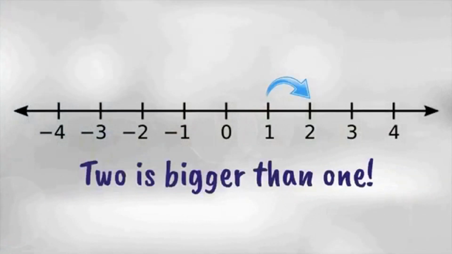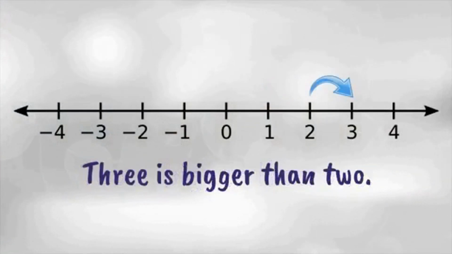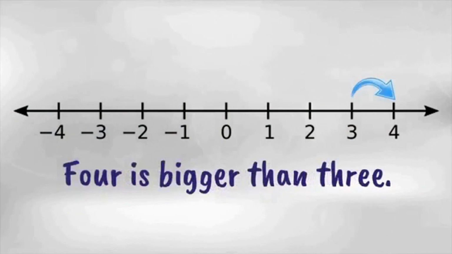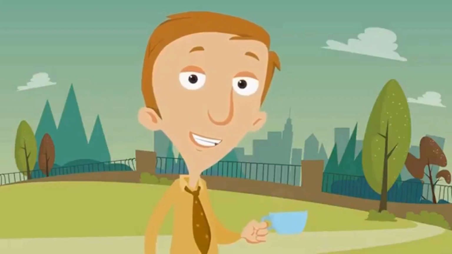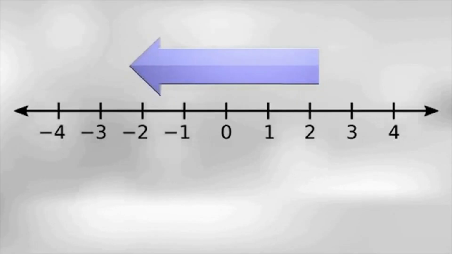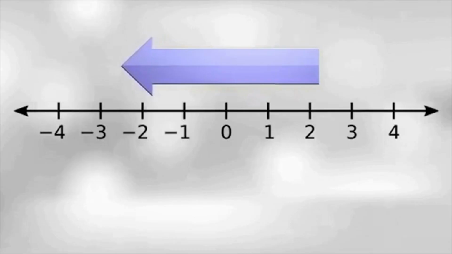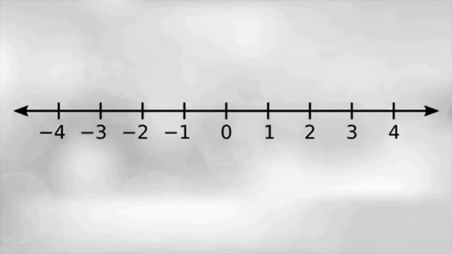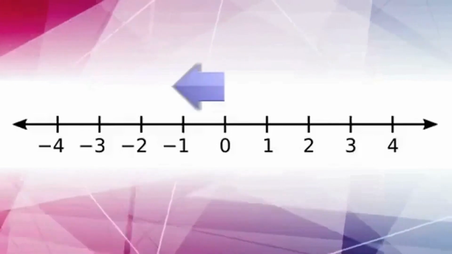2 is bigger than 1. 3 is bigger than 2. 4 is bigger than 3. You get the idea. Now, if we move the opposite direction on the number line, every number gets smaller. Yeah. Now, here's something interesting. 0 is not the smallest number. Numbers can go lower than 0.